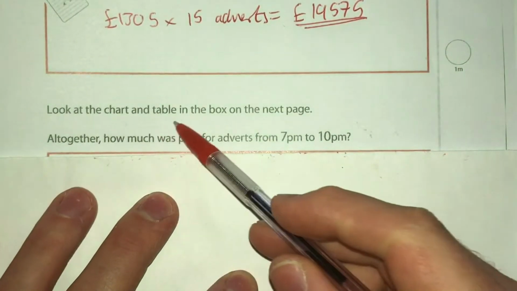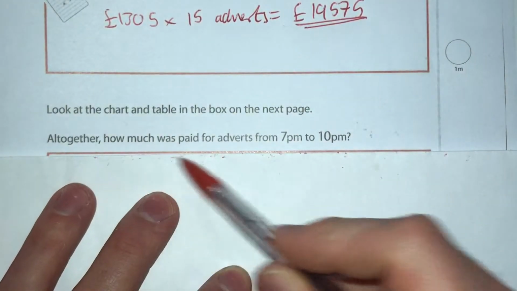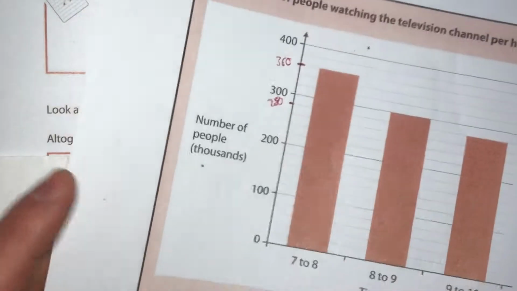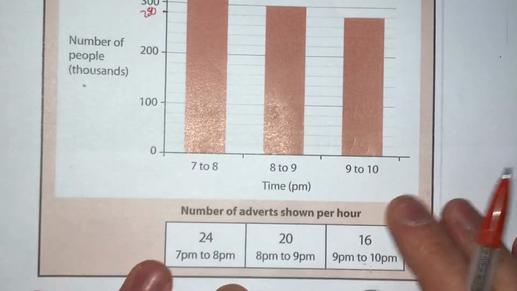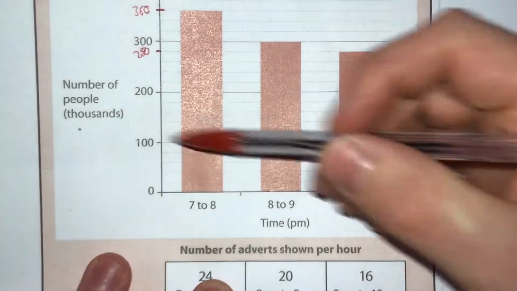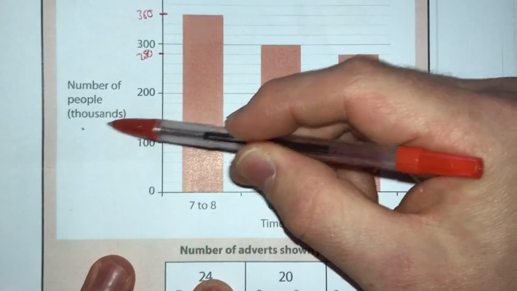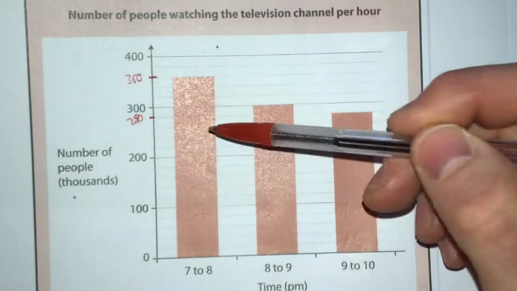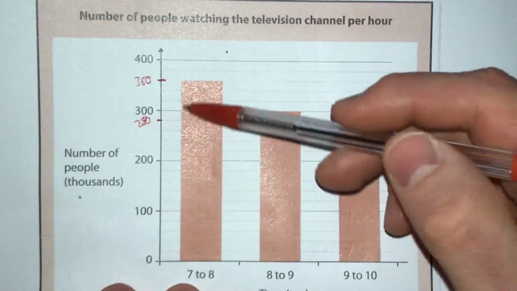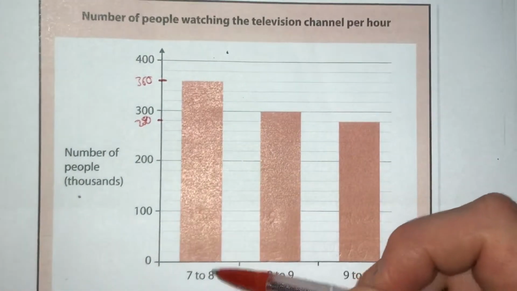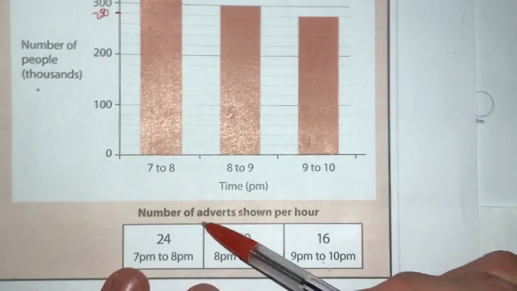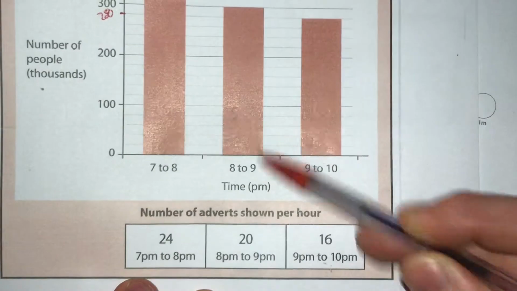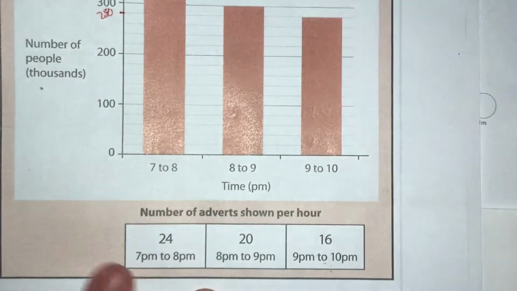Okay, it says look at the chart on the table in the box on the next page. Altogether, how much was paid for adverts between 7 and 10? So, got to be a little bit careful because, again, this is in thousands. We know that we can just multiply these numbers here by £7.25. However, the number of adverts shown per hour was slightly different. 24 for this hour, 20 for this hour, and 16 for this hour. So you're going to have to work it out separately.